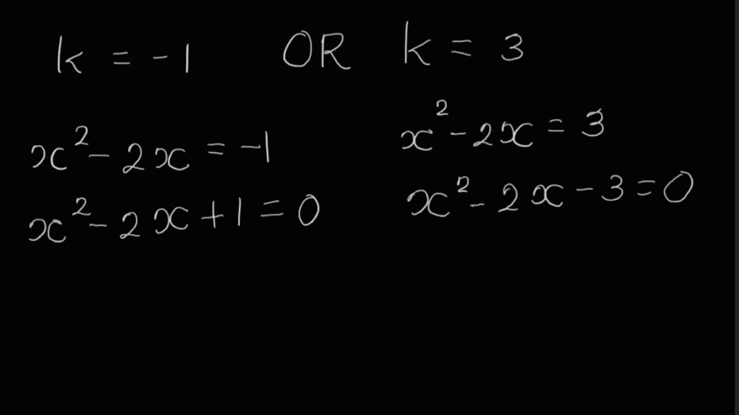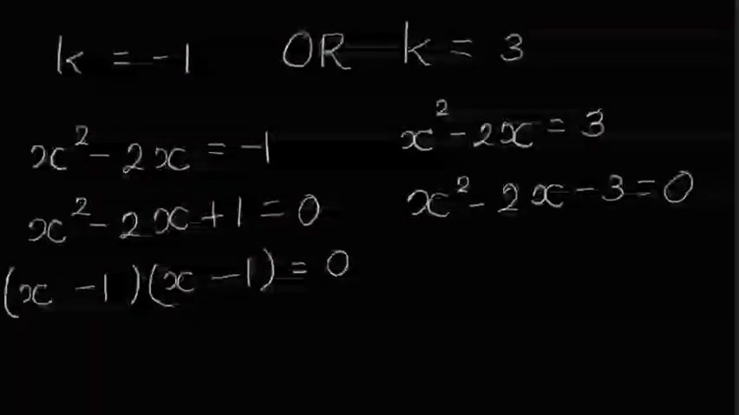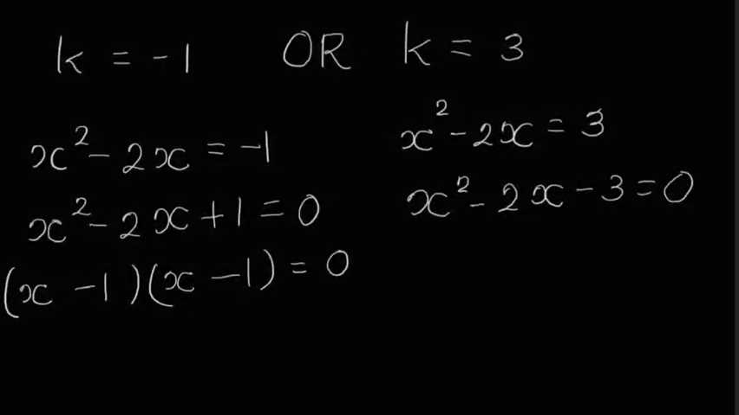Now at this point, we would need to factorize each trinomial separately. Working with the first equation, we would have x and x in each bracket. Factors of 1 would be 1 and 1. We need the signs such that when we multiply them, they give us positive 1, but when we add them, they give us negative 2. We would need both 1's to be negative. Solving for x, since both brackets are the same, we write the answer out once. We have x is equal to 1 as our first answer.